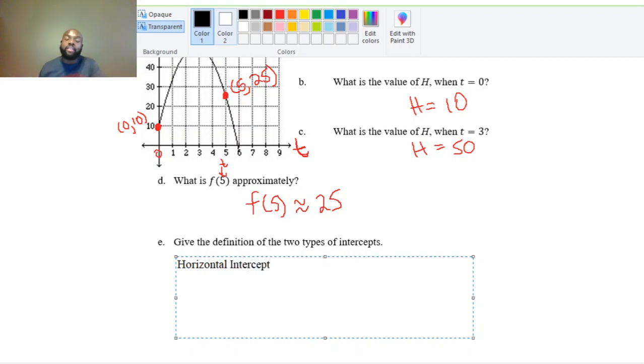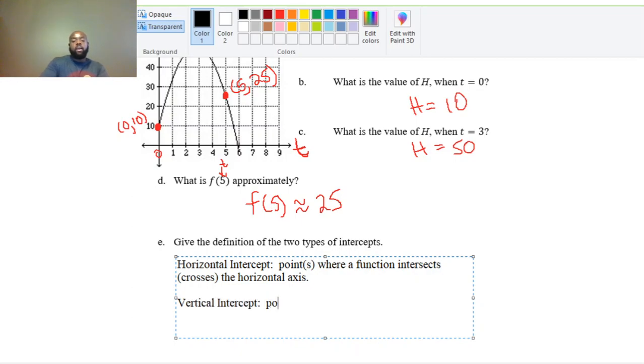All right, now people usually call this the x-intercept, right? You're going to see that I'm going to start getting away from using just x and y. But your horizontal intercept is the point or points where a function intersects, another word for intersects is crosses, the horizontal axis. And then your vertical intercept includes your point where a function intersects, again, you can use the word intersect, the vertical axis.